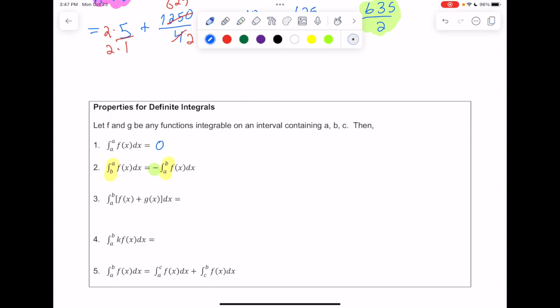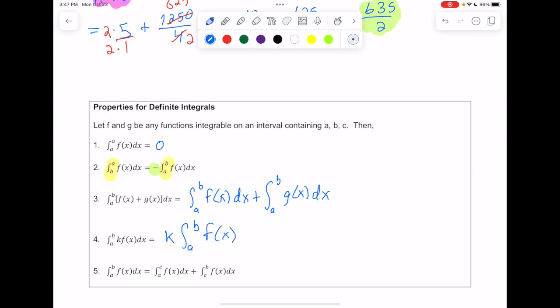Some other properties that are more straightforward. If you're doing an integral of two functions added together, you can separate that into two separate integrals and then just add the results together so that you don't have to think about them at the same time. If there's a constant multiplying your function, you can just move that right out front. So constants can be factored out of the way when you're doing a definite integral.